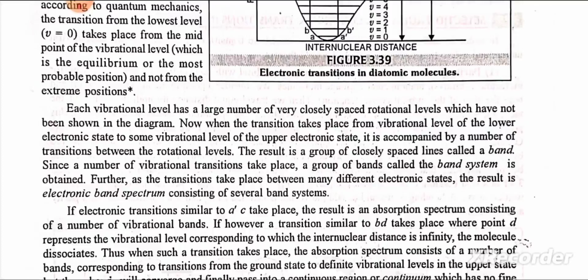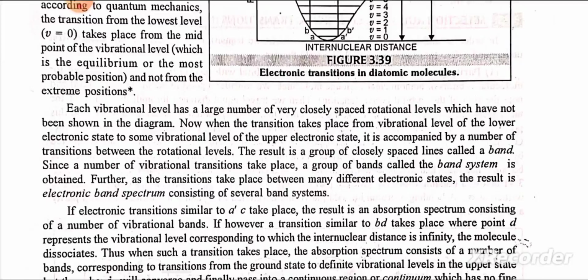Each vibrational level has a large number of very closely spaced rotational levels which have not been shown in the diagram. Now, when the transition takes place from a vibrational level of the lower electronic state to some vibrational level of the upper electronic state, it is accompanied by a number of transitions between the rotational levels. The result is a group of closely spaced lines called a band. Since a number of vibrational transitions take place, a group of bands called the band system is obtained. Further, as the transition takes place between many different electronic states, the result is an electronic band spectrum consisting of several band systems.